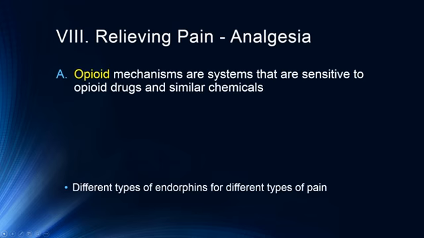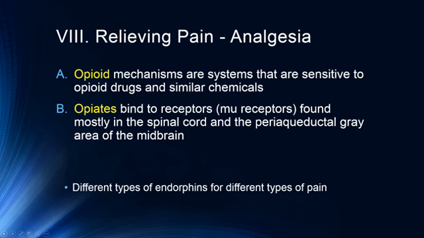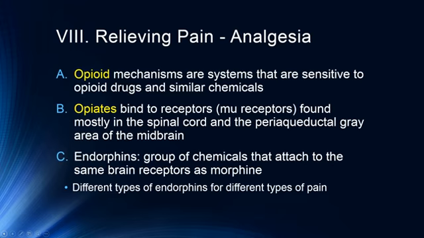So in terms of relieving pain with analgesics, usually we talk about opioids as sort of being the main mechanism by which we can get the best kind of analgesia. So opioid mechanisms are systems that are sensitive to opioid drugs and similar chemicals. Opioid drugs are those that are derived from the opiate poppies. These opiates bind to receptors, which are called the mu receptors. These are found mostly in the spinal cord and the periaqueductal gray area of the midbrain. So there are specific receptors that these bind to get that kind of analgesia.